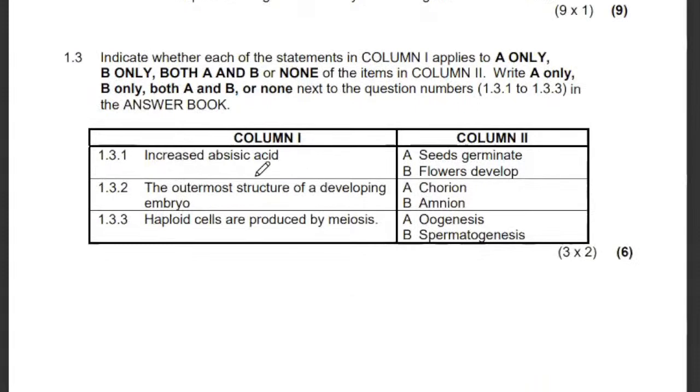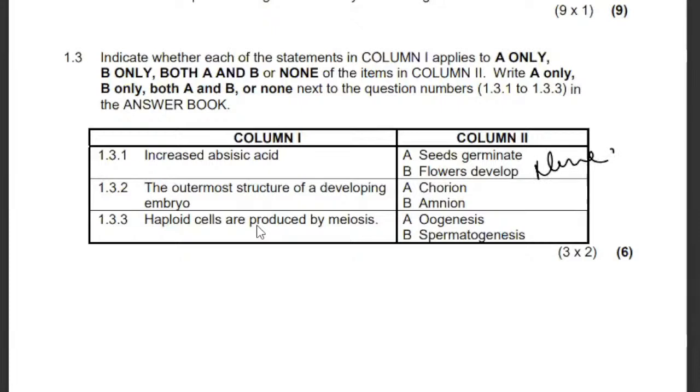They're saying increase the abscisic acid. If you go through abscisic acid, you will see this. Abscisic acid is responsible for dormancy. So the answer here is going to be none. Why? Because there is no dormancy here. Here is seed germination, and then here is dormancy. So basically here you say none.